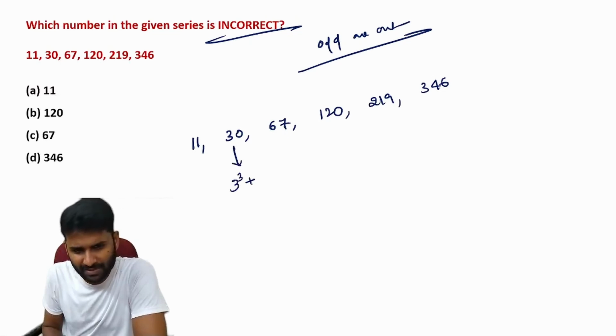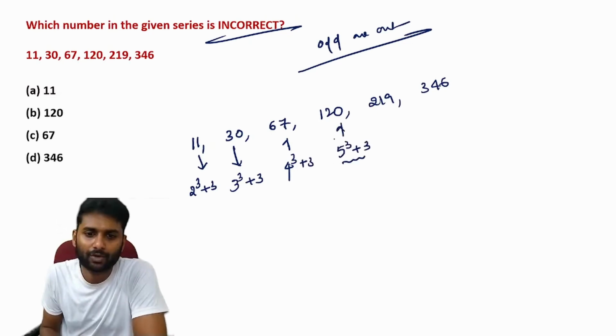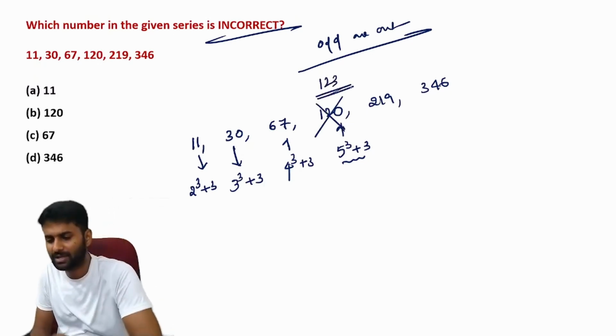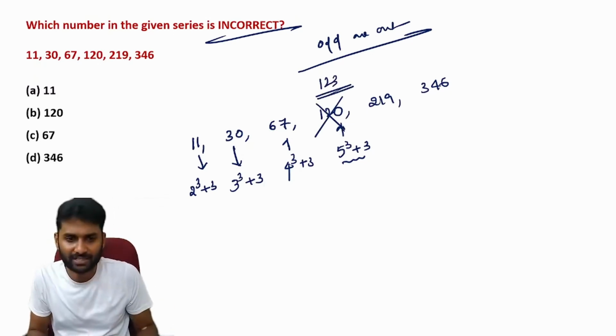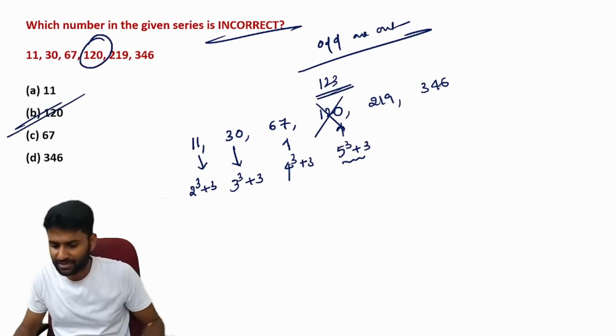See, this is 3 cube plus 3, this is 2 cube plus 3, this is 4 cube plus 3, this is 5 cube plus 3. If you go through that, 5 cube plus 3 is not 120. So instead of 120, it should be replaced with 123. That's why the wrong number among all the numbers is 120.